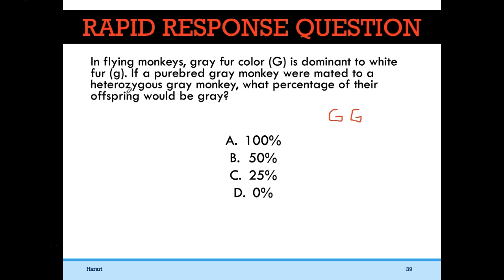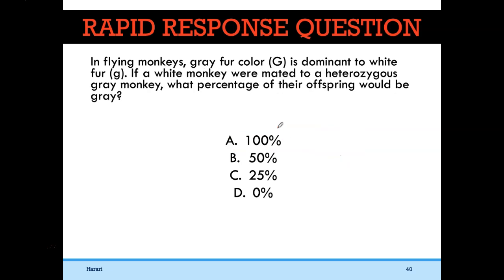And it's mated to a heterozygous gray monkey. So what is a heterozygous gray monkey? That's big G, little g. Now it's asking if these two were mated, what percentage of their offspring would likely be gray? So if I were to fill in these boxes, I would get big G, big G, big G, little g, and then big G, little g. What percentage of their offspring would be gray? 100% would be gray.